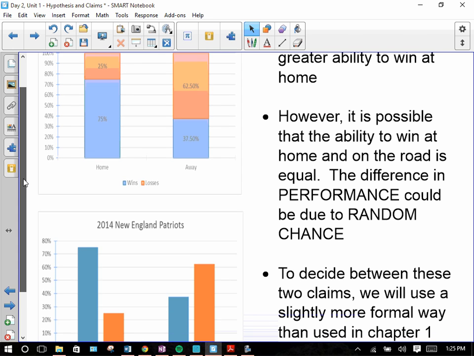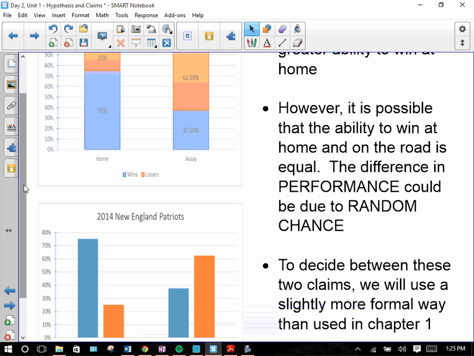Now, here's the thing. This one is the one you have to write down, to decide between these 2 claims. So here's what we want to decide: did the ability stay the same, and is the difference in their performances due to random chance, or is their ability greater? In order to decide which one is correct, we're going to use a little bit more formal way than we did in chapter 1.